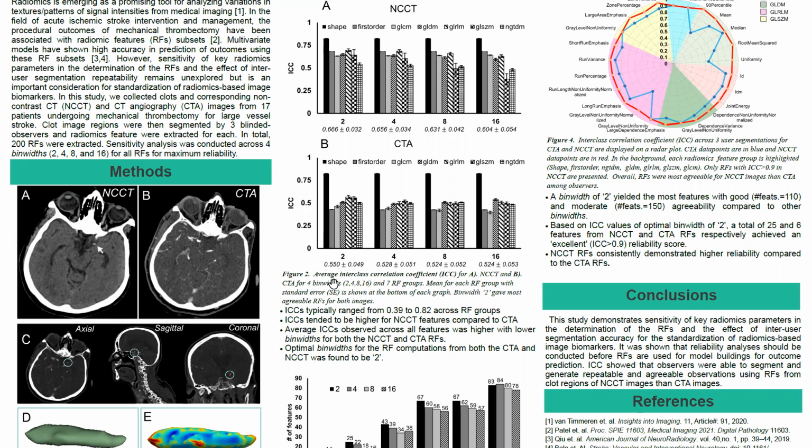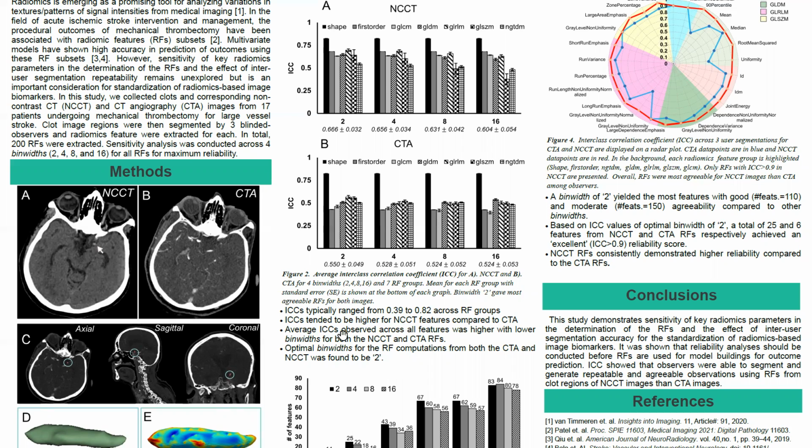What we also saw in general was, as you can see from the ICC values on both CTA and the NCCT, the ICC values on the NCCT are clearly higher as compared to ICC values that you see on CTA, which basically indicates the radiomic features computed from non-contrast CT images were probably more reliable than radiomic features computed from CTA plot regions.